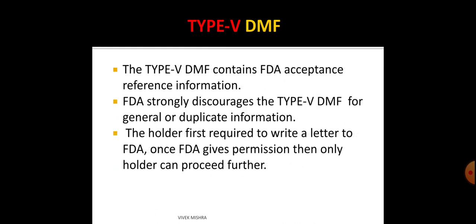Now type 5 DMF. DMF type 5 is no longer accepted by the FDA. It has been discontinued. The type 5 DMF contains reference information. FDA strongly discourages type 5 DMF to avoid generating duplicate information. The holder is first required to write a letter to the FDA. Once the FDA gives permission, only then can the holder proceed further.